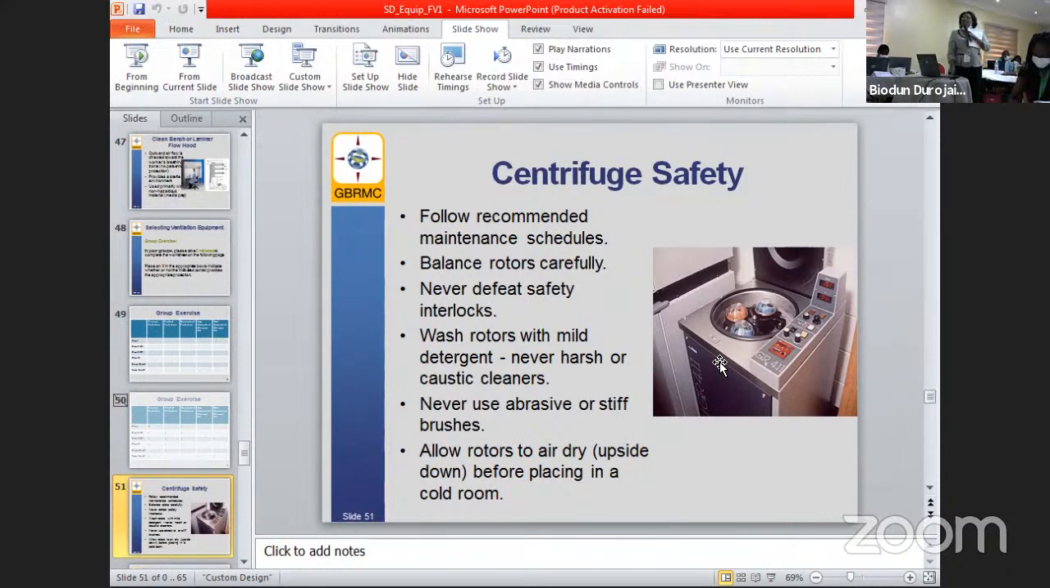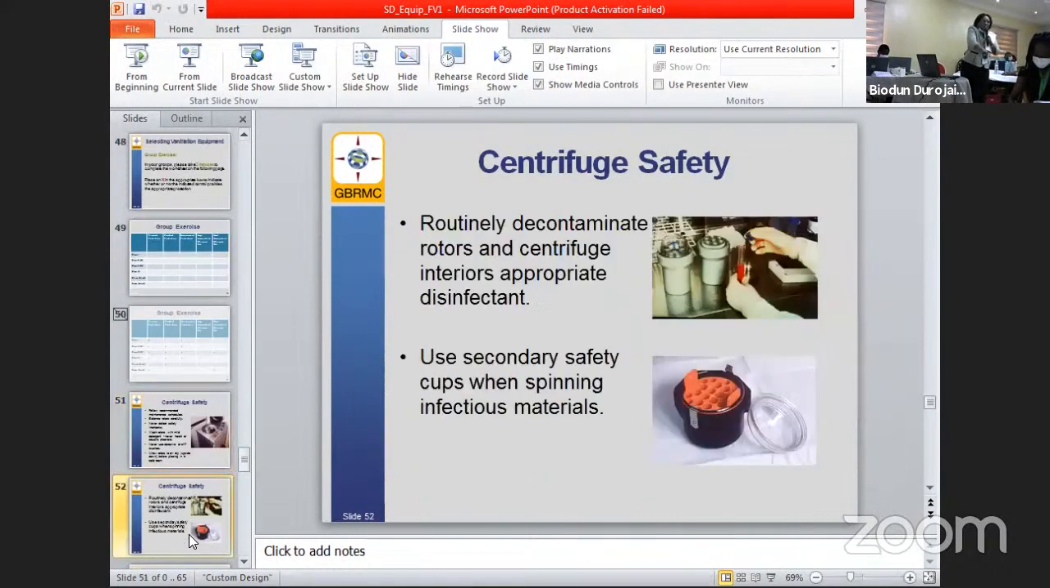Routinely decontaminate rotors and centrifuge. If you go to some labs, things will break inside the centrifuge. They will just remove that and leave the contents of the container that broke there. It will dry inside. These are practices that professionals also do, not even those who are not certified. They have license to practice, and yet they are doing nonsense. Routinely decontaminate rotors and interiors with appropriate disinfectant.